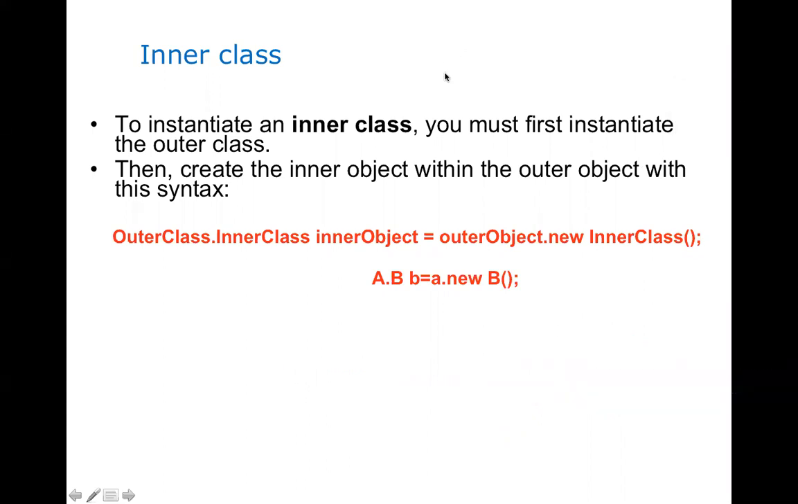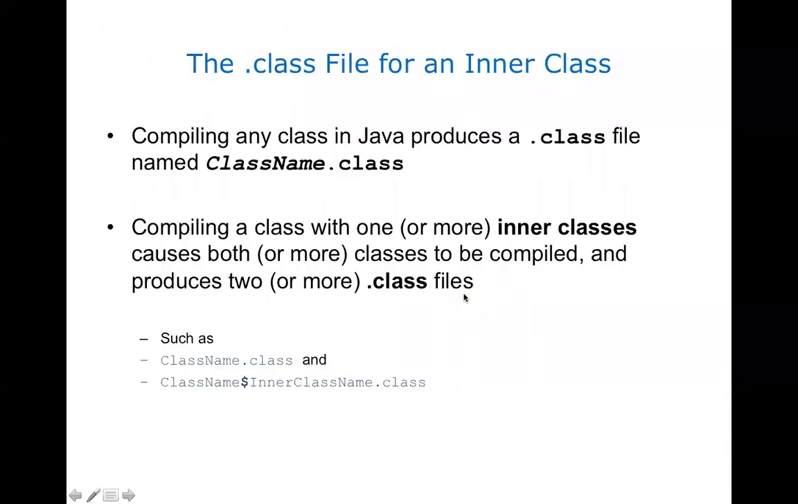Yeah, so let's proceed. Whenever we have an outer class and we have defined some inner classes inside, and when you compile, how is the dot class file for the inner class generated?